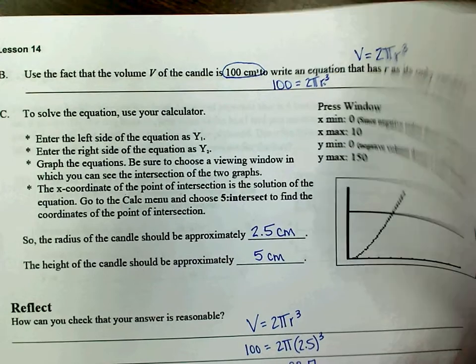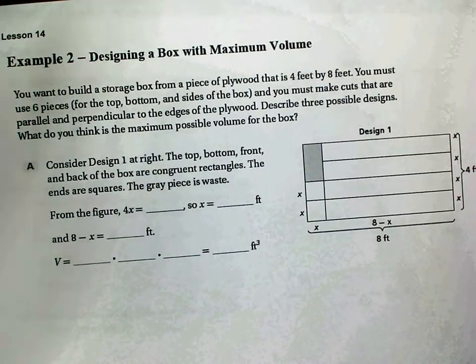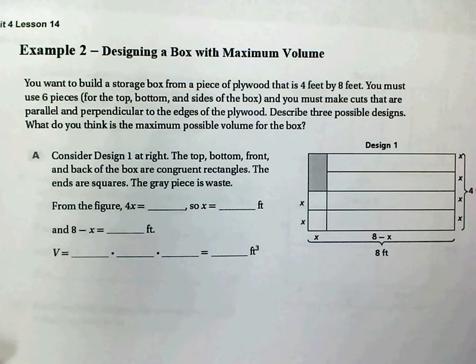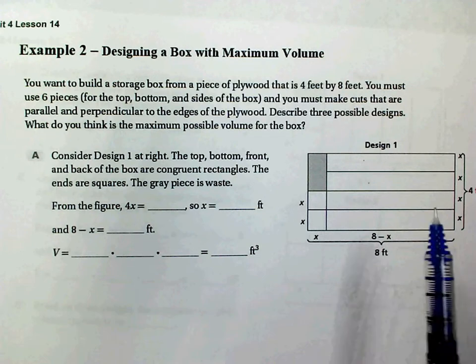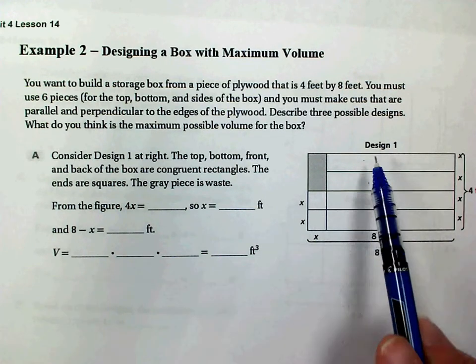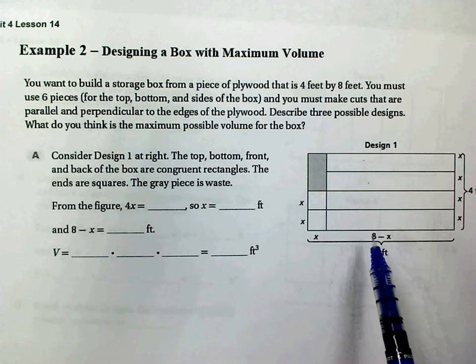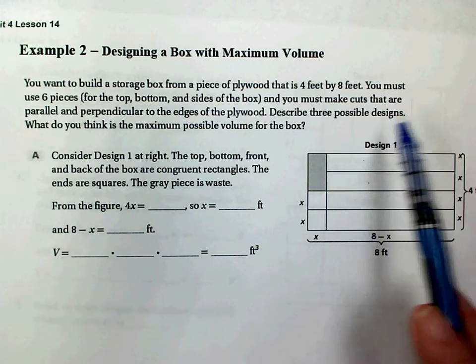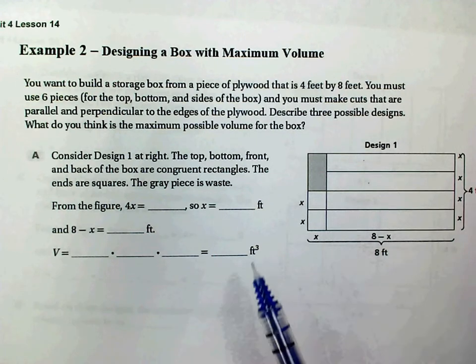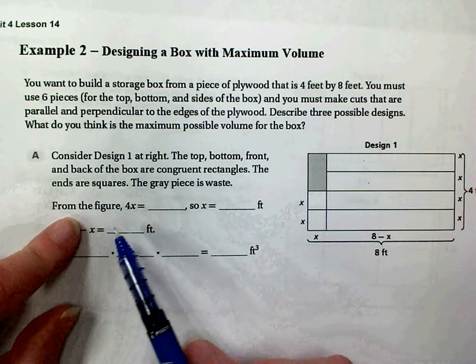All right, so let's look at our second example. It says you want to build a storage box from a piece of plywood that is 4 feet by 8 feet. You must use 6 pieces: 1, 2, 3, 4, 5, 6 pieces for the top, the bottom, and then the sides. Okay? So you must make cuts that are parallel and perpendicular to the edges of the plywood. So we're making a rectangular prism or maybe a square prism. And we're going to describe 3 different possible designs and what we think would be the maximum possible volume for our box. So from the figure, it says consider the design here.